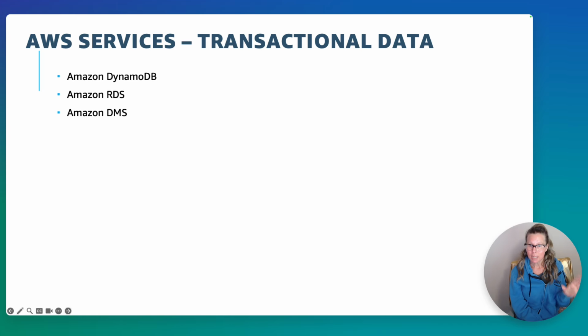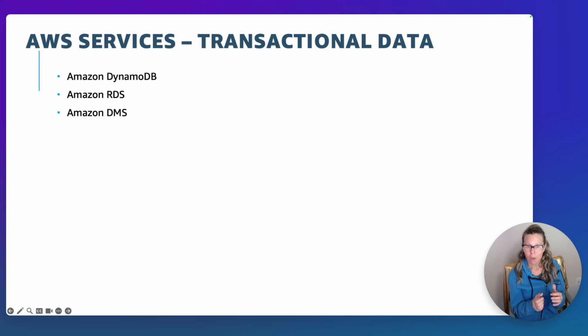Well, transactional data systems need to quickly store and retrieve small pieces of data. Also, end users need quick and straightforward access to the data. So, storage services would be Amazon DynamoDB, Amazon RDS, and AWS Database Migration Service to ingest transaction data.